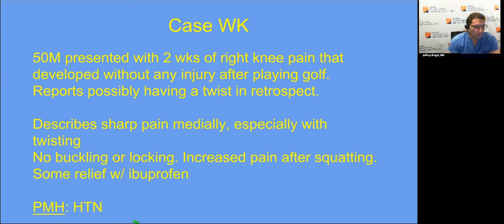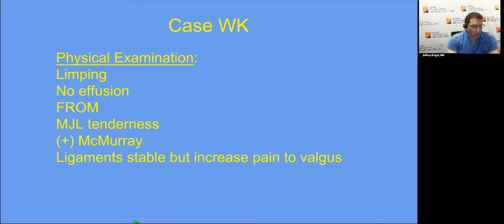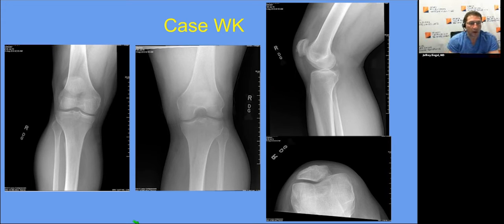He had pain immediately, which was aggravated with twisting or squatting. He wasn't having any buckling or locking. He was taking some ibuprofen, which gave him some relief, and his past medical history was only relevant for hypertension. On examination, he did have a small limp. He didn't have any effusion. He had full motion of his knee, but he definitely had discrete joint line tenderness along the posterior aspect of the medial joint line. He had a positive McMurray sign, and his ligaments were all stable.